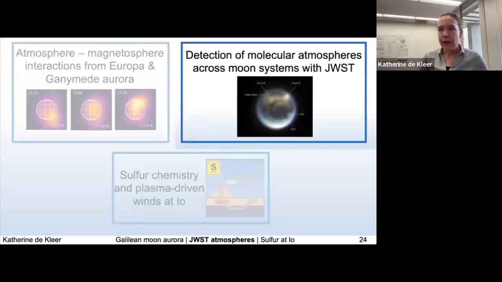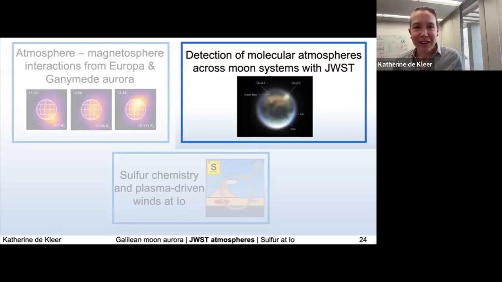Okay, so I've been talking about using atomic emission lines to try to say something about the molecular composition of the atmospheres. But if we go to the infrared, for certain molecules, we can directly detect molecular bands, in most cases rovibrational or rovibronic bands in the near infrared with JWST. So I want to transition now to talking about that a little bit.